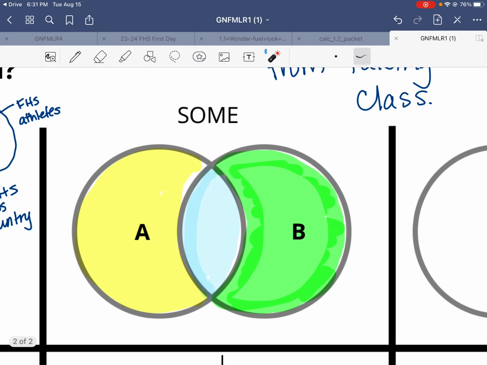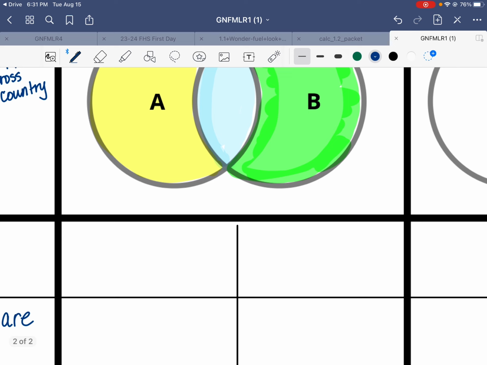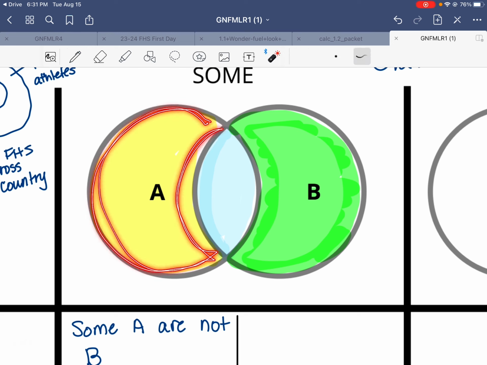So there's a couple ways to say this. The first way we're going to take a look at is we're going to say some A are not B. Some A are not B. So that means that this piece of the pie right here, those suckers are not a part of B whatsoever. These ones are a part of B.